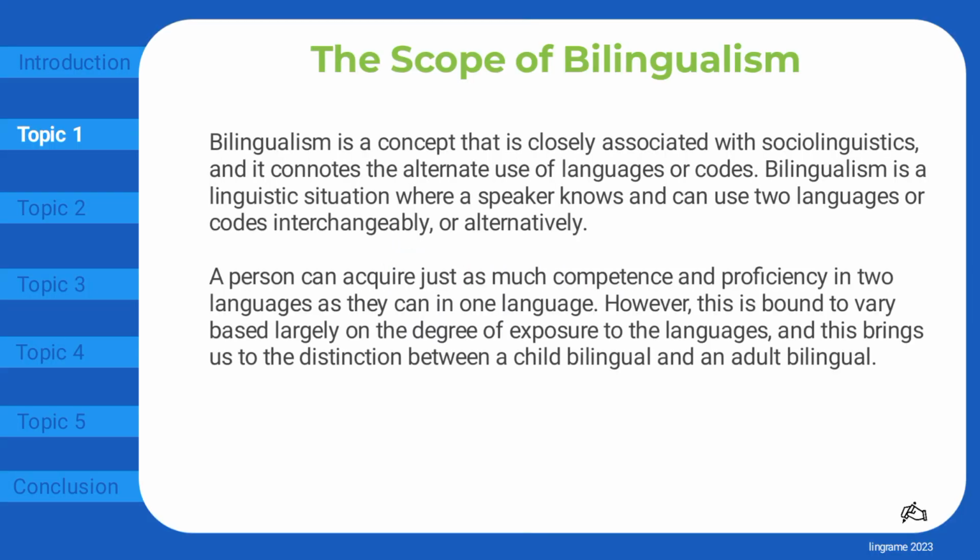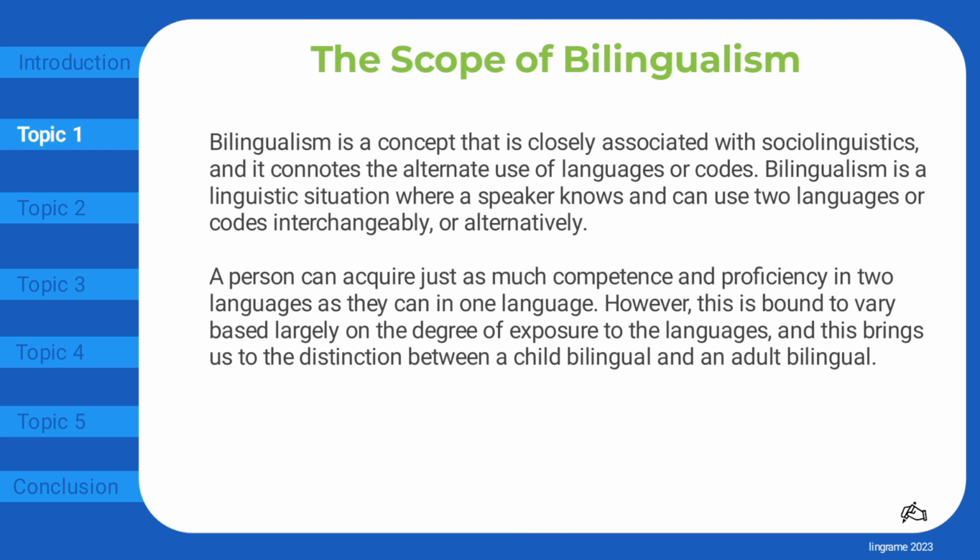Bilingualism is a concept that is closely associated with sociolinguistics, and it connotes the alternate use of languages or codes. Bilingualism is a linguistic situation where a speaker knows and can use two languages or codes interchangeably, or alternatively. A person can acquire just as much competence and proficiency in two languages as they can in one language.